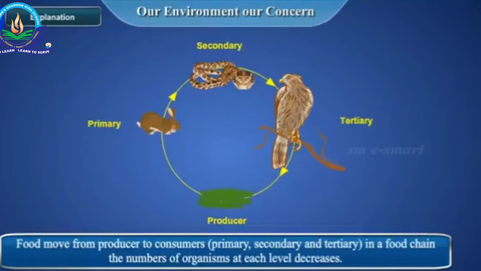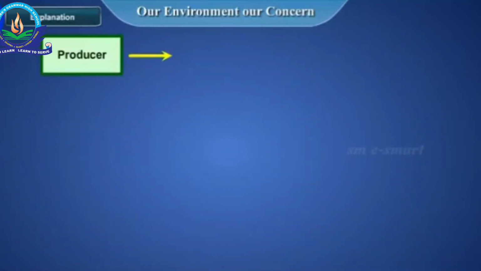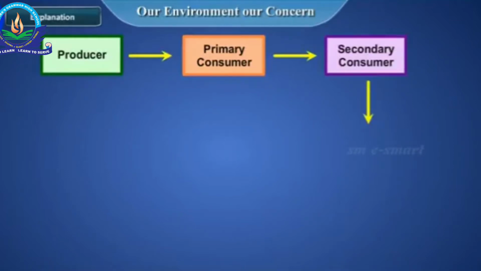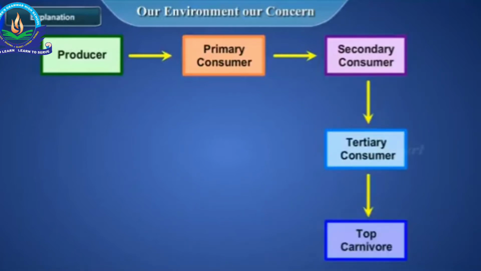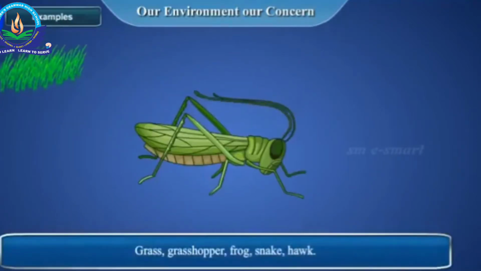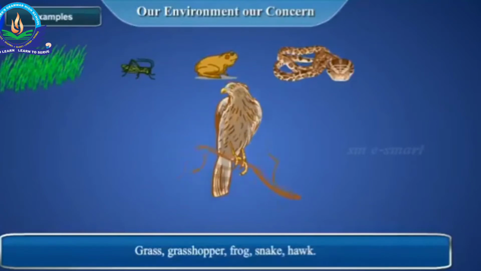The numbers of organisms at each level decrease. In an ecosystem, the energy-rich food passes from producers to consumers stepwise, with respect to their relationships. Producer, primary consumers, secondary consumers, tertiary consumers, top carnivore. Examples: grass, grasshopper, frog, snake, hawk.